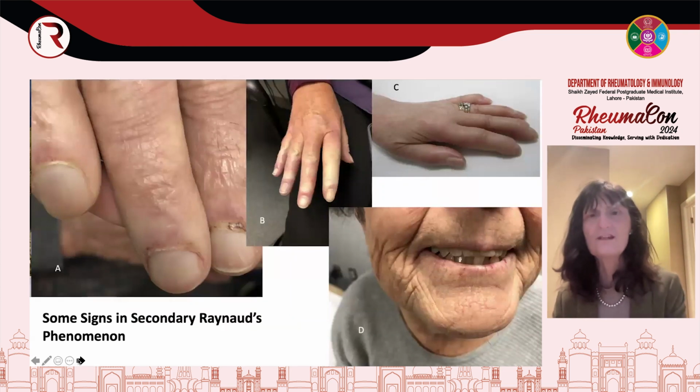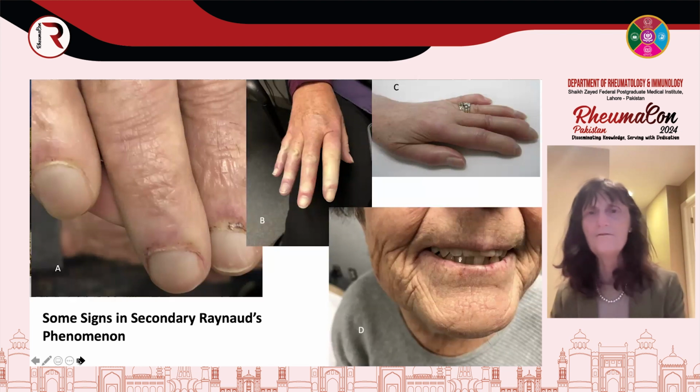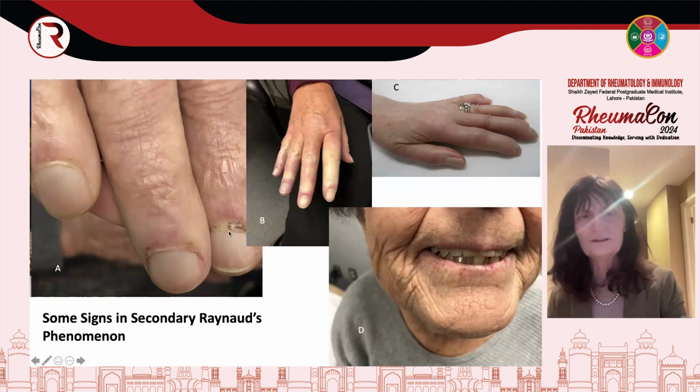So here are some signs of secondary from my clinic that I've taken pictures of patients recently. So in A, you see the dilated capillaries and some hemorrhage. And again, if you see them on the cuticle of the one finger, if you follow backwards, you'll see it occurring in the periungual area.